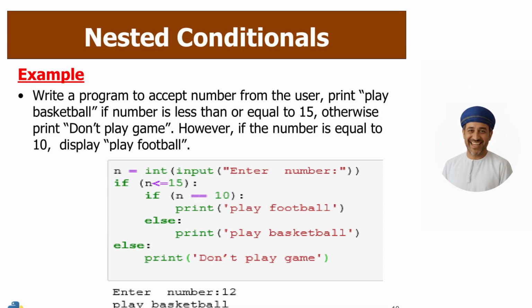Create a program that prompts the user for a number. If the number is 10, display play football. If it's less than or equal to 15, print play basketball. For numbers greater than 15, output don't play game. This demonstrates nested conditionals, allowing for multiple conditions to be evaluated efficiently.